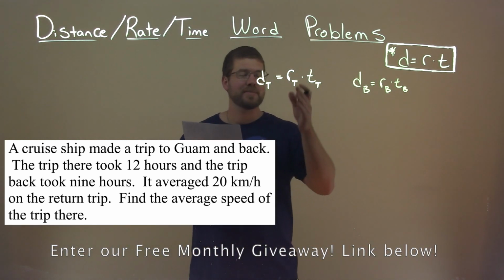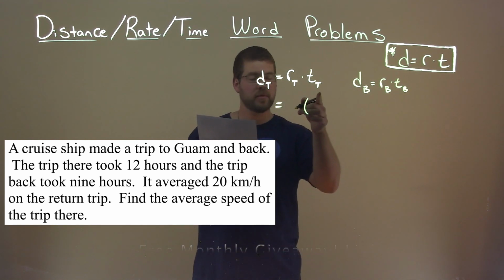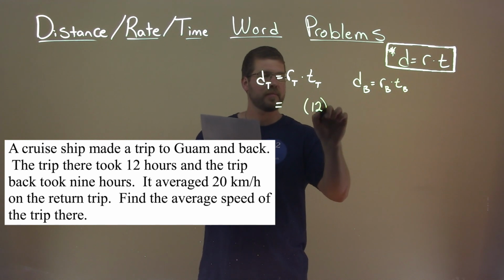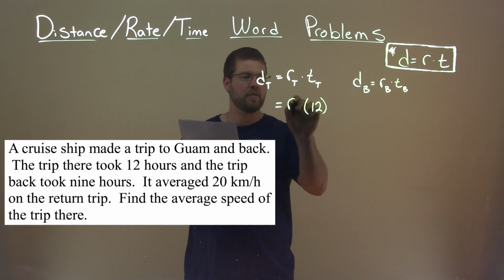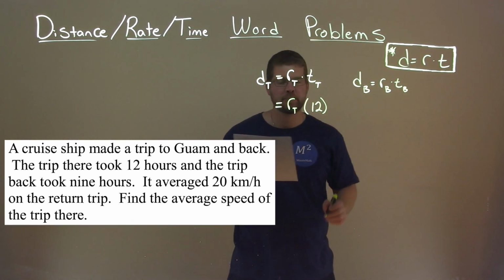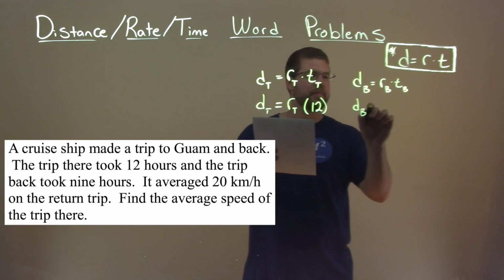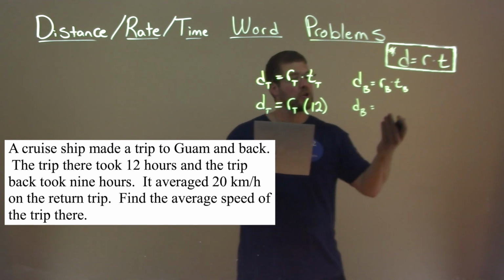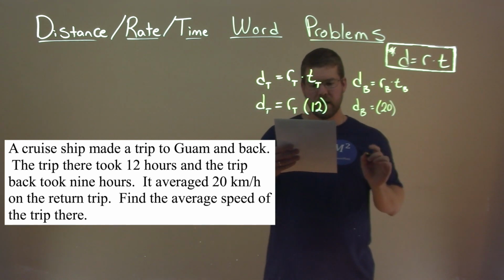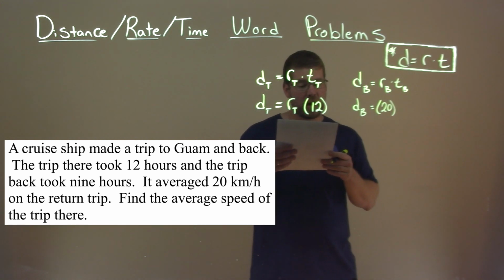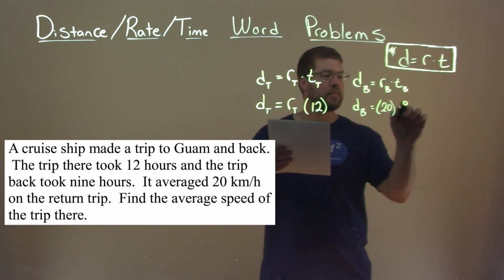The trip there took 12 hours. So we know that the time there, T sub t, was 12 hours. And we want to find the average speed getting there, the rate at which we traveled there, so that's still our variable, R sub t. And that's equal to D sub t. So D sub b, what is that equal to? Well, they tell us that the return trip rate was 20 kilometers per hour. So we're going to put a 20 here. And the return trip back home took 9 hours.